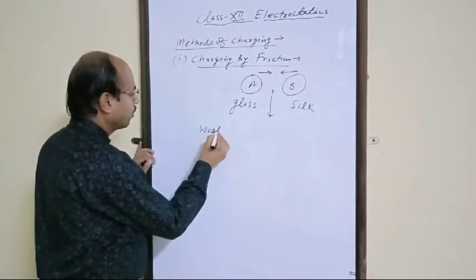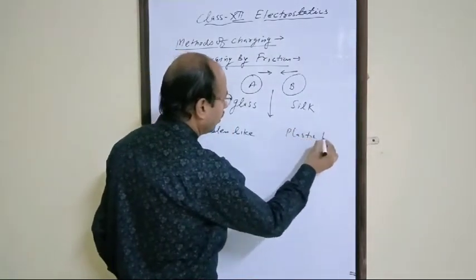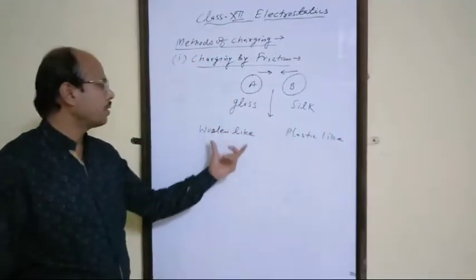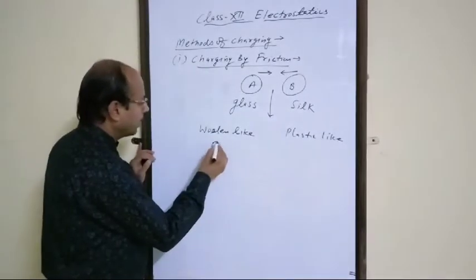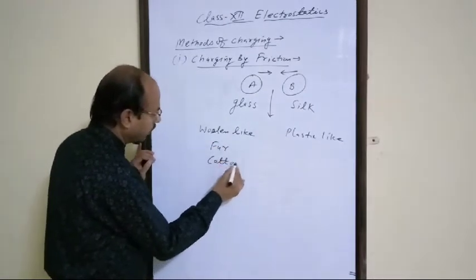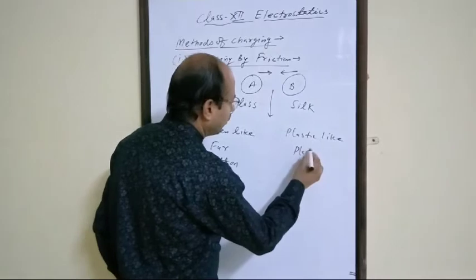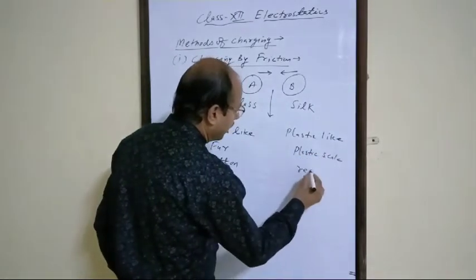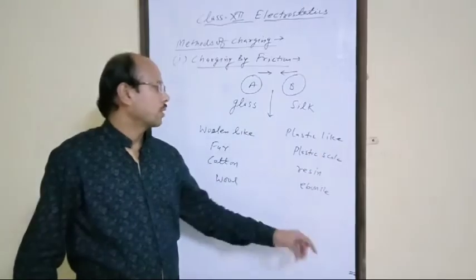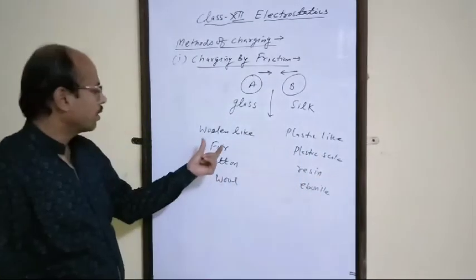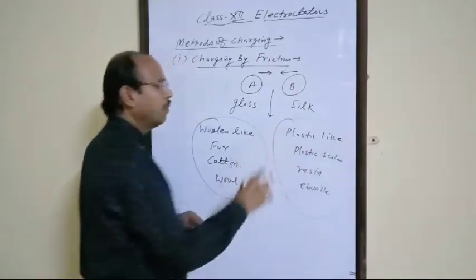Number one is woolen like object and other is plastic like object. Generally it is observed that woolen like objects become positive and plastic like object become negative. For example, here we can say fur, we can say cotton, we can say wool. Here we can say plastic scale, here we can say resin, ebonite. These are the certain plastic-like objects. Plastic scale, resin, ebonite. Here we can say fur, cotton, wool. These objects will become positive charge, and these objects will become negative charge.